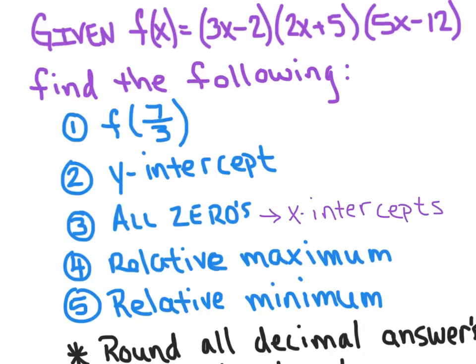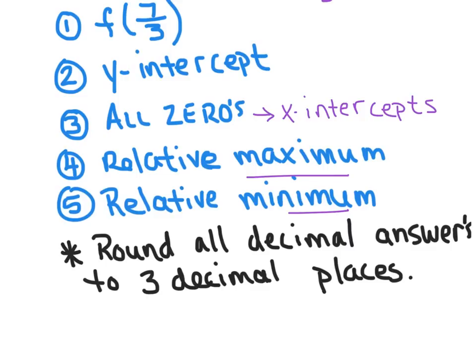And you can imagine yourself, we said we're not going to FOIL it out, but if you did FOIL it, by the time you multiplied 3x times 2x times 5x, you would end up with 30x cubed. That would be the biggest term. Of course, there'd be more terms, but that biggest exponent always tells you exactly how many x-intercepts we should anticipate. Once we accomplish that, then we're pretty much in the clear, and we're going to talk about how to find a relative max and a relative min. And as we go through these solutions, we're going to round all of our answers to 3 decimal places.